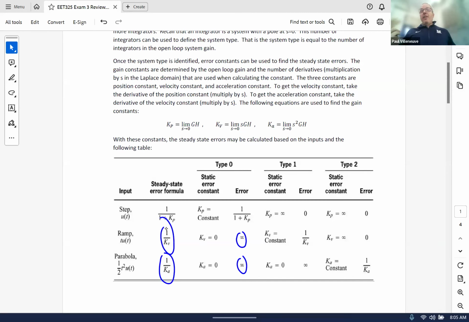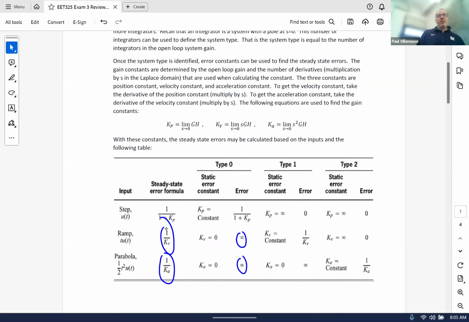My velocity constant, I'm ramping up. So if I integrate once, I can get a constant output, but I can't catch up and get to that same ramping input. So I'm going to get a constant error. A parabola input, it's too much, or not elliptical, but an exponential input. I can't get that from here. I can never catch up to it. So over time, I'm going to have an infinite steady state error.